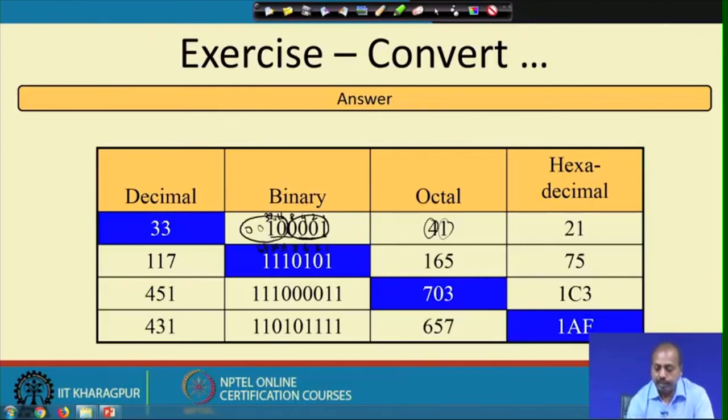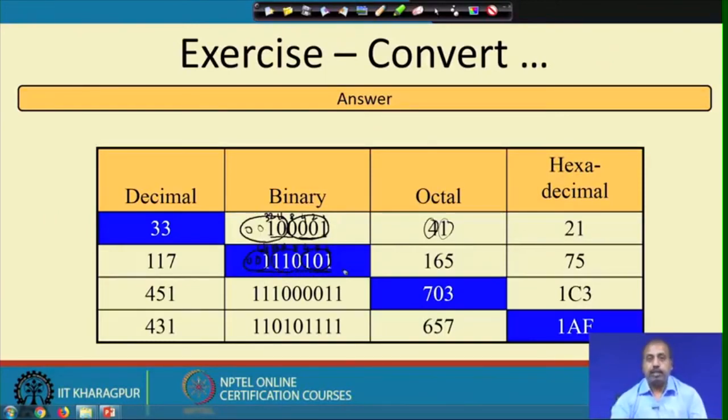Okay. Similarly, here I make groups of 3. So, this is one group, this is another group and this is another group. So, I get 165 in octal, and if we are taking hexadecimal, then this is one group and this is another group. So, the first group is 0111, that is 7, and the next one is 0101, that is 5.